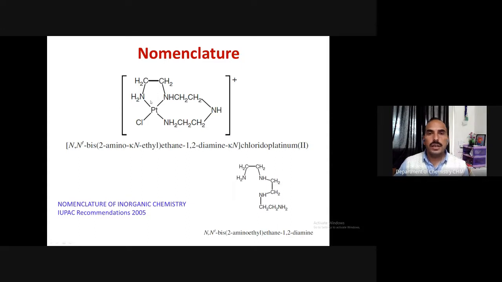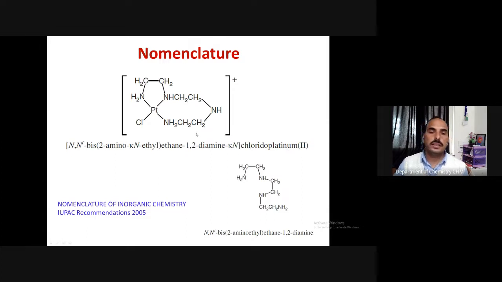All right. So here N prime, right? N prime bis. We are talking about the 2 amino ethyl group here. Both are coordinating. So N prime bis 2 amino kappa N ethyl, right? Bis is taking care of both of these groups. Both are coordinating for 2 amino kappa N ethyl. Ethane, right? This ethane group we are talking about, ethane 1,2 diamine, kappa N. This N is coordinating, right? N prime is not, so only kappa N and chlorido platinum 2.